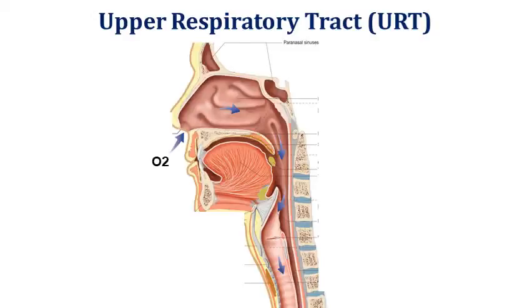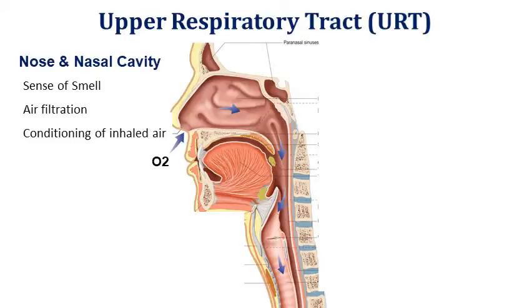Let's understand briefly about the role of the upper respiratory tract. As you all are aware, we inhale oxygen along with other atmospheric gases through our nose. The nose and nasal cavity have various important roles. One of the important functions of the nose is that it has a sense of smell. It is responsible for filtration of the air with the help of hairs and mucus present in the nostrils. It is also responsible for conditioning of inhaled air.